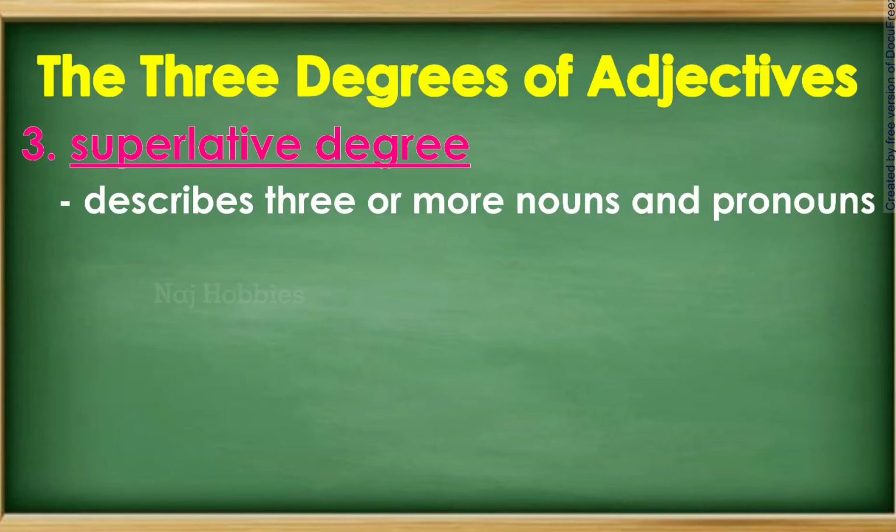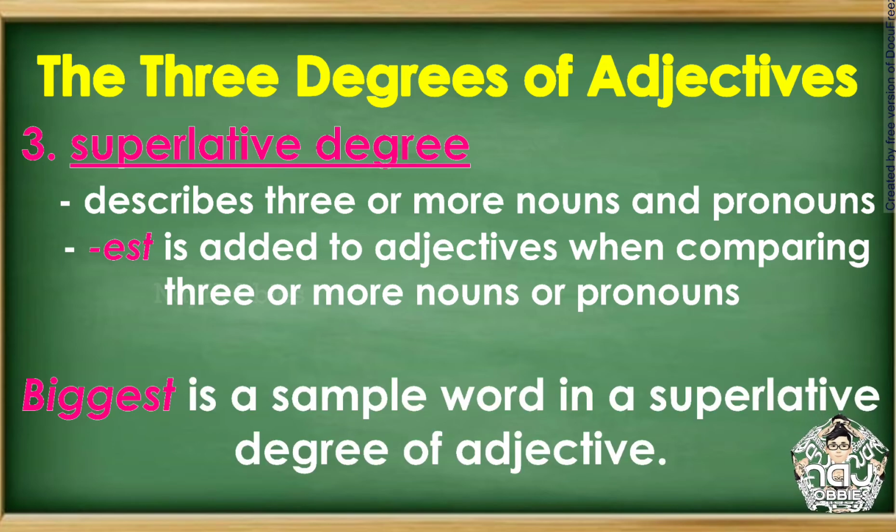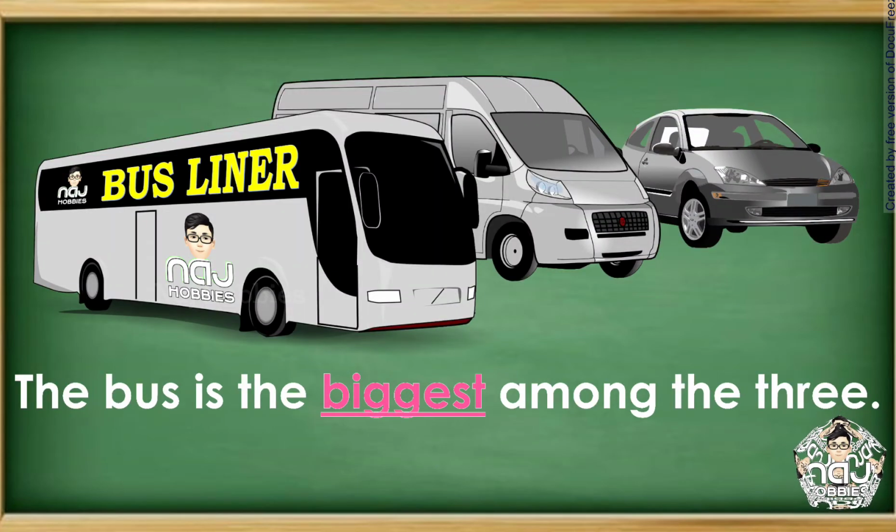Third, superlative degree describes 3 or more nouns and pronouns. EST is added to adjectives when comparing 3 or more nouns or pronouns. Biggest is a sample word in a superlative degree of adjective. Example, the bus is the biggest among the 3.